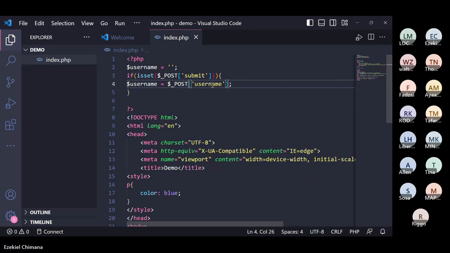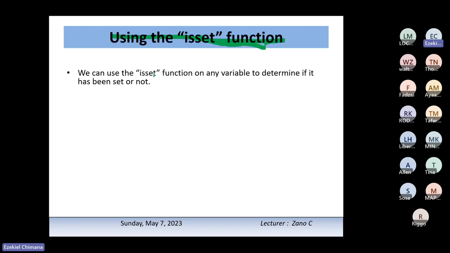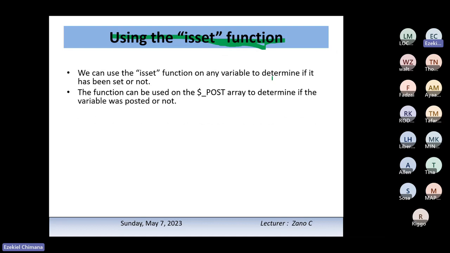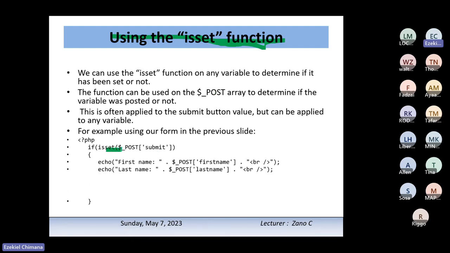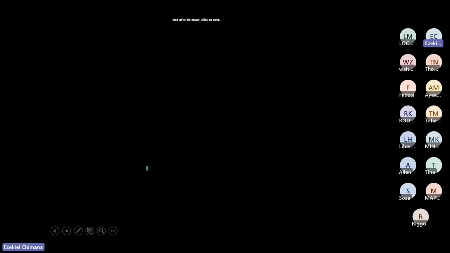So you need isset as a way of checking if the form is actually submitted. You can use the isset function on any variable to determine if it has been set or not. So the function can be used on the POST array to determine if the variable was posted or not. This is often applied to the submit button value, but can be applied to any variable. For example, if you're using our form in the previous slide, you check using isset, and after that, we can now do everything, just like that.